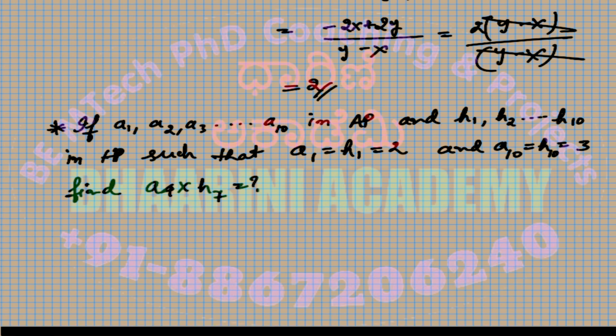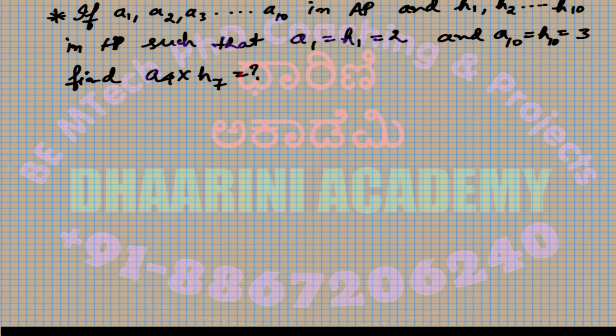Right. So they have given that A1, A2, A3 up to A10 are in AP. So if anything is in AP and you know the first and last term, the common difference D can be directly found for an AP. How do you do that? That is A10 minus A1 divided by the number of terms n minus 1. So that is 9. There are 10 terms, n minus 1. So simply put, this is 3 minus 2 by 9. So I got a difference which is 1 by 9.